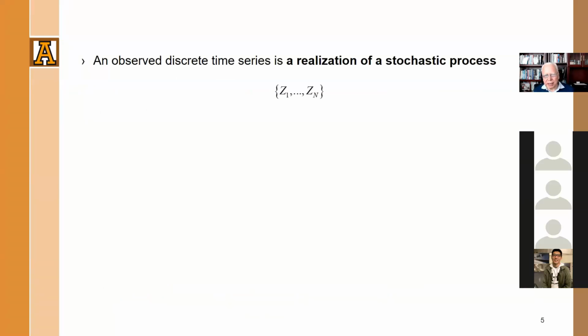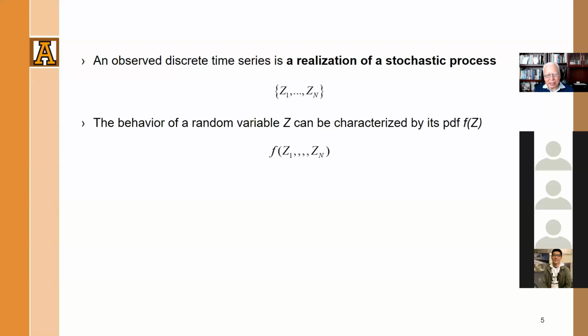Now, as we mentioned earlier, the discrete time series is the realization of a stochastic process. And the thing that we do not know is which stochastic process generated the series. That's what we want to make inferences about: what is the stochastic process that generates the series?